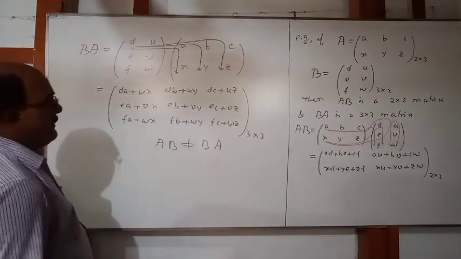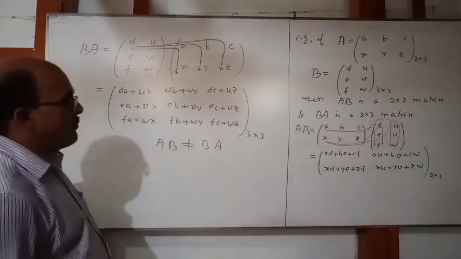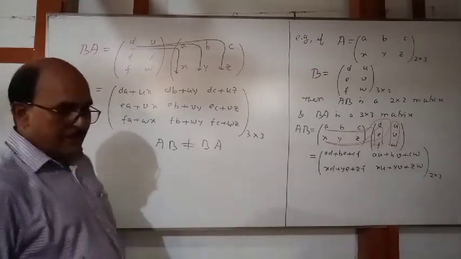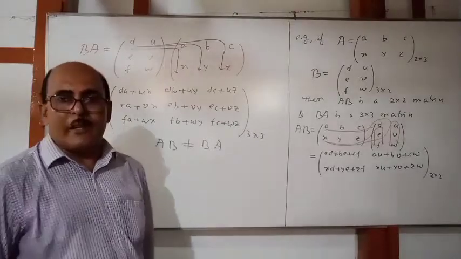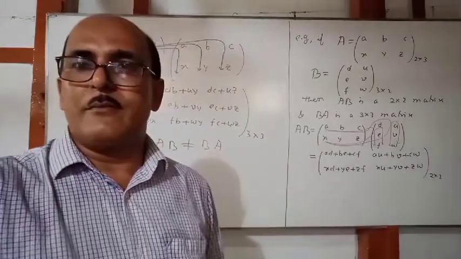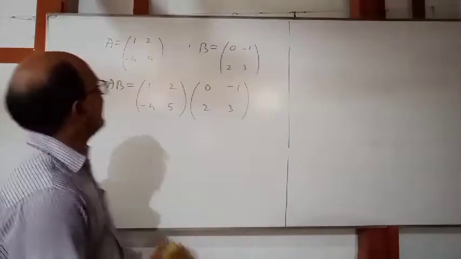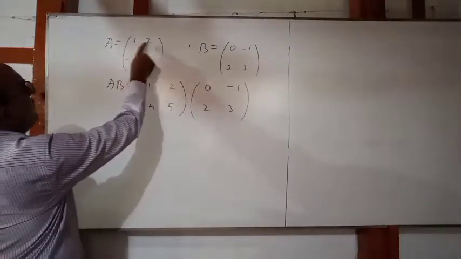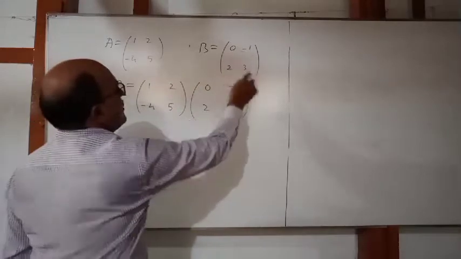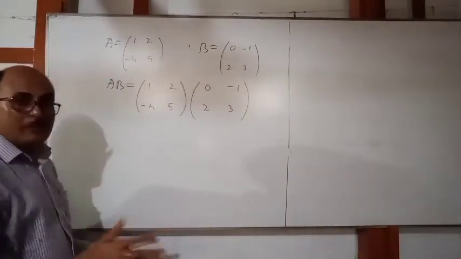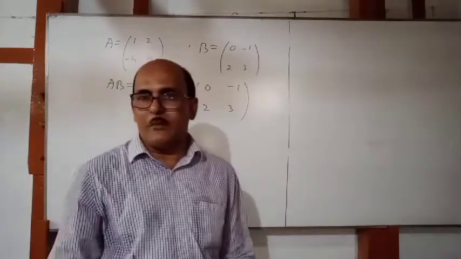So this is matrix multiplication, how to multiply. We have learnt, and in the PDF you will get more examples. Let us see one practical example. Say A equal to this matrix 1, 2, minus 4, 5, B equal to 0, minus 1, 2, 3. Both are square matrices of order 2. Now, in this case, AB and BA both can be computed.